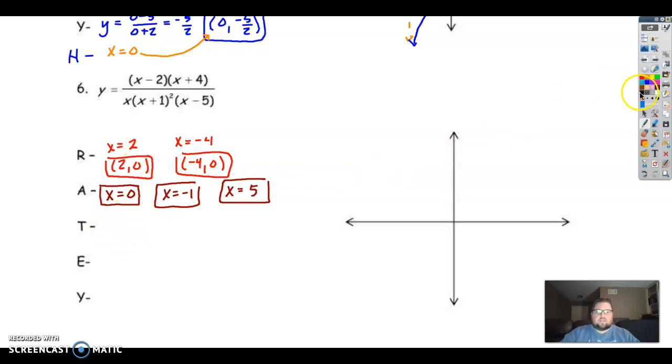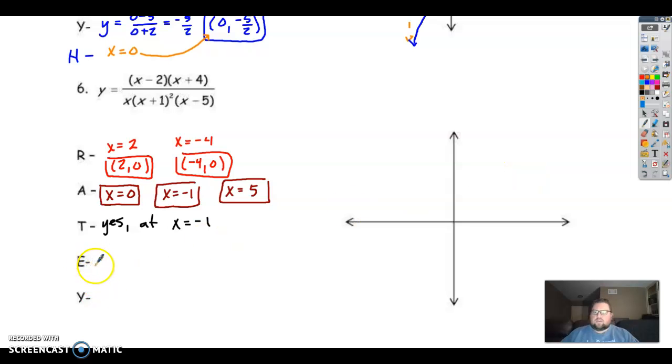Togetherness. Yes, we do have togetherness because we have a perfect square in the denominator. The x plus 1 is being squared, so it's at x equals negative 1. Alright, but you'll notice that the other two asymptotes do not have togetherness. So only one asymptote with togetherness on this one.